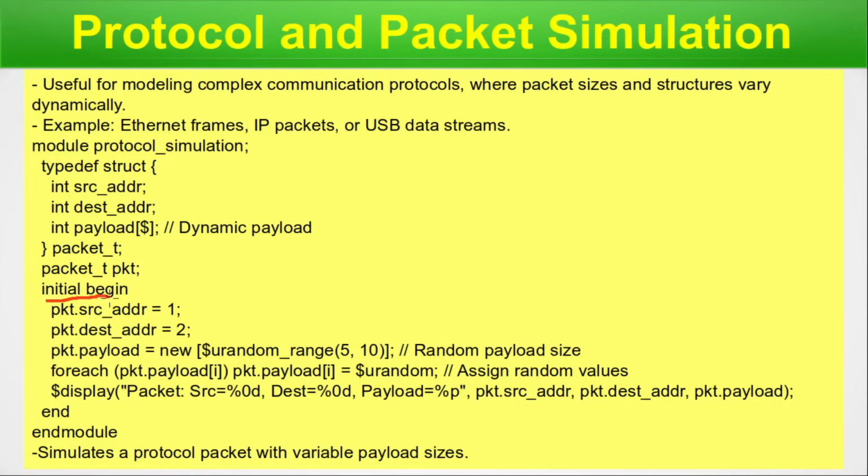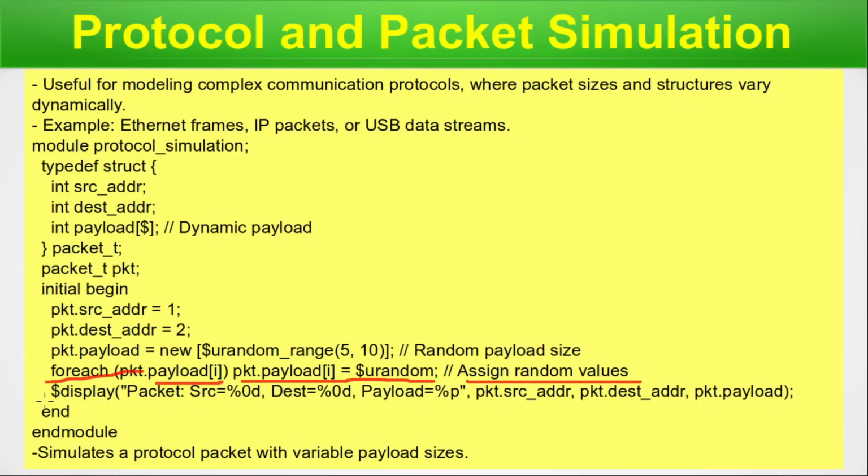Next, as the initial block starts, we give the packet dot source address is 1 and destination address is 2. As this is an object-oriented language, the dot separator you know already, and we are making use of that. Next, we have the payload. So packet dot payload is new, and then we have random number generation here using urandom, that is unsigned random number. And we give a range here. So we generate this way a random payload size. Now we run a foreach loop for each payload and we assign it a random number. So here it is getting random values.